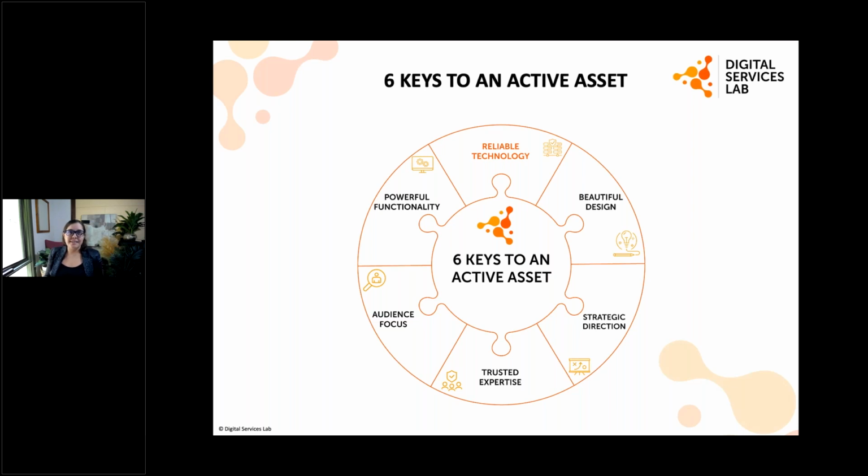So that is the six keys to an active asset. And if you can plan to achieve these six keys, you will be well on your way to a great website. So let's talk about the process. And this is really where that planning comes in.